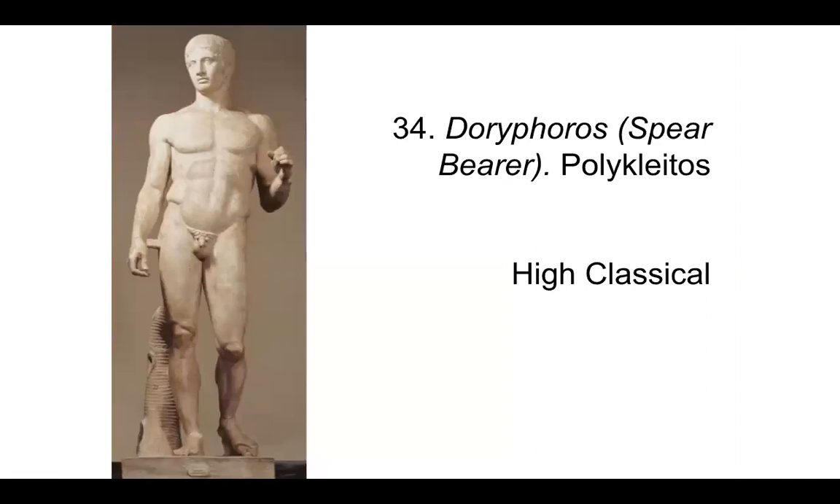So that leads us to 34, which is called Doryphoros, the spear bearer. And we know the artist of the original, and that is Polykleitos. This is not the original. This is a Roman copy.